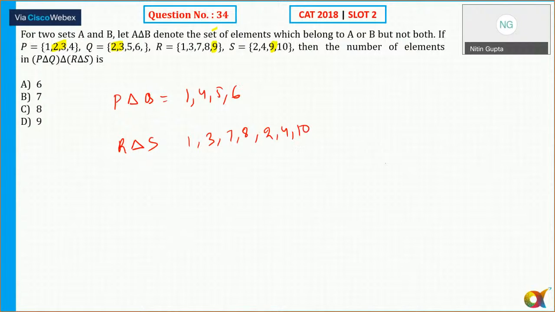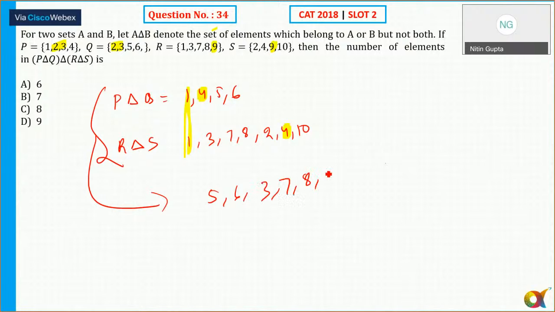Now I have to take the triangle of these two, so is there anything which is common here? 1 is common and then 4 is common. Is 5 common? No. 6 is also not common. So what are the elements in the triangle of these two? That is 5, 6, 3, 7, 8, 2 and 10. So how many elements? There are 7 elements. So the answer is option B, which is equal to 7. Easy one.